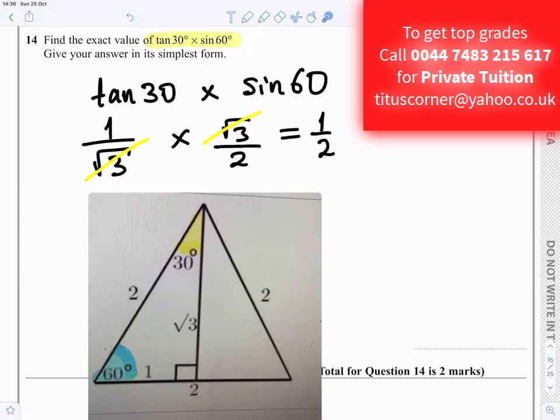So the important thing is to remember that triangle, an equilateral triangle. All the sides are 2, and then 60 degrees angles. And then from there, you can work out tan 30 degrees and sine of 60 degrees.